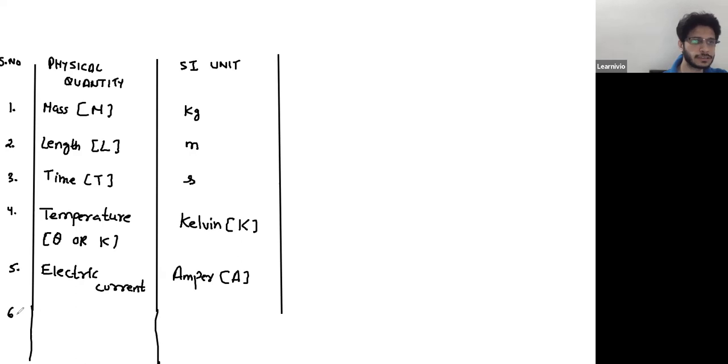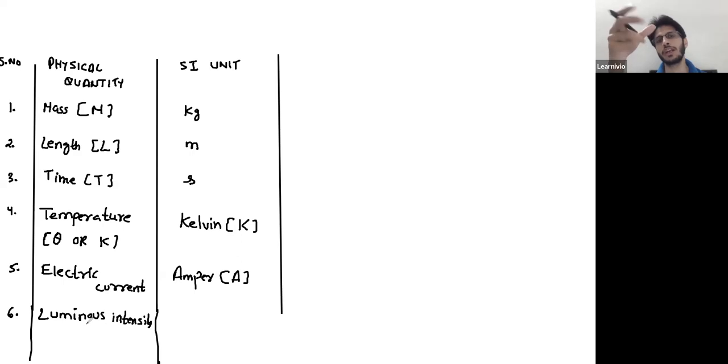The next quantity is luminous intensity. Now you are aware of the first five quantities. You have used these first five quantities up to class 10. This luminous intensity is a new quantity. Luminous intensity means intensity of light. So if I give you a bulb of 100 watt and a bulb of 1000 watt, the intensity of light from the 1000 watt bulb is more than from the 100 watt one. That intensity of light is known as luminous intensity, which we measure in candela. The SI unit of luminous intensity is candela.